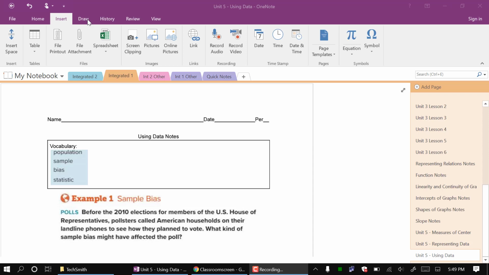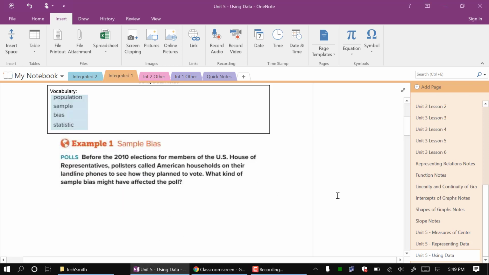Today we're going to be looking at Unit 5 using data notes. So we have 4 vocabulary words. Take a look at your vocabulary sheet for the definition of each of these words. Let's go ahead and take a look at the first one.